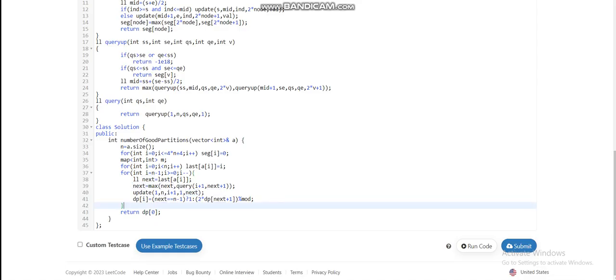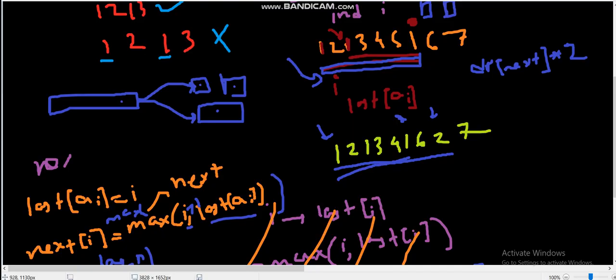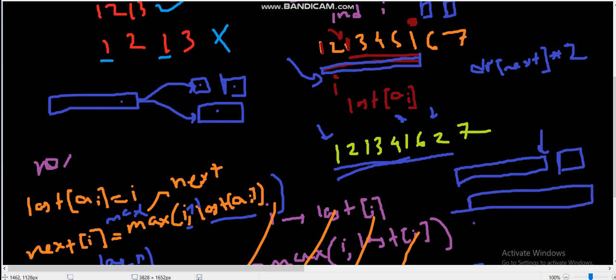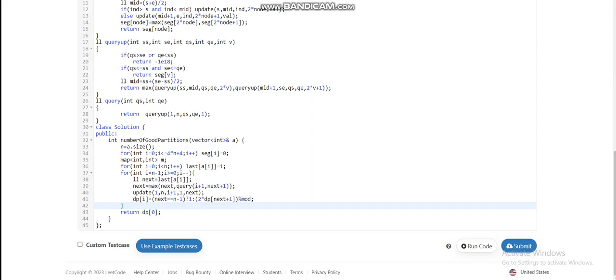So if next equals n minus 1, that means that we are at the end. Our rightmost point of the partition is the end. Then there is only one partition. But if this is not the end, there could be one partition value here. So our total partition value will be 2, because we can take the entire thing, or we can take them as distinct. So 2 into dp of next plus 1. I hope you got it.